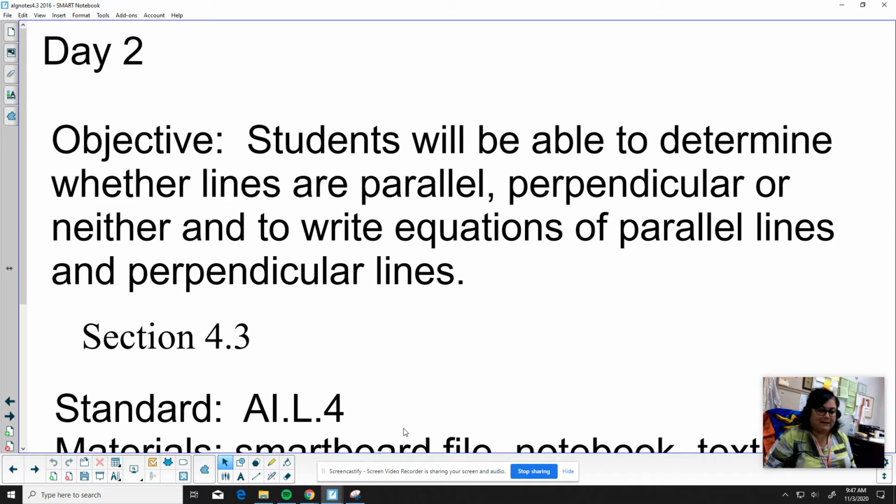Hi, it's Mrs. Tellas. We're going to go ahead and do the second day of 4.3, which last week we did parallel lines, and this week we're going to write equations. We're going to learn how to do perpendicular, and we're going to review parallel. We're also going to be able to tell the difference between the two.